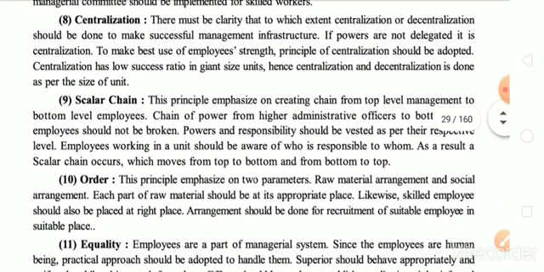Now let us move towards the ninth principle of management, that is scalar chain. This principle emphasizes creating a chain from top level management to bottom level employees. The chain of power from higher administrative officers to bottom level employees should not be broken. Powers and responsibility should be vested as per their respective level. Employees working in a unit should be aware of who is responsible to whom. As a result, a scalar chain occurs which moves from top to bottom and from bottom to top.